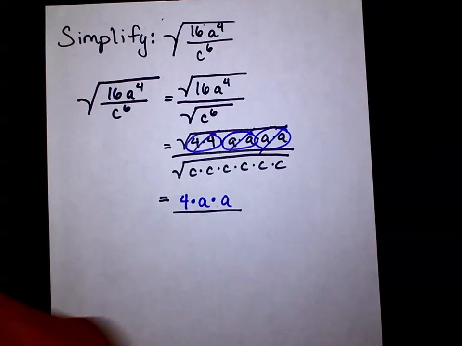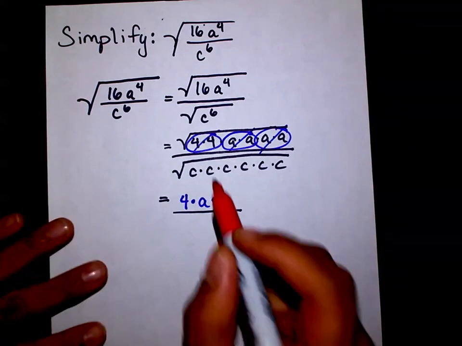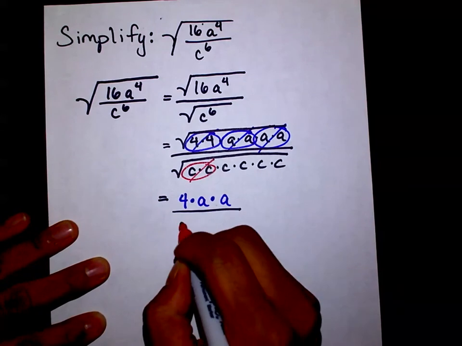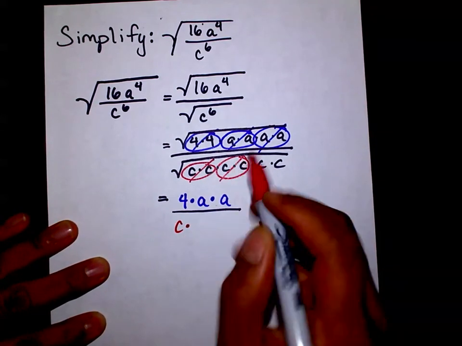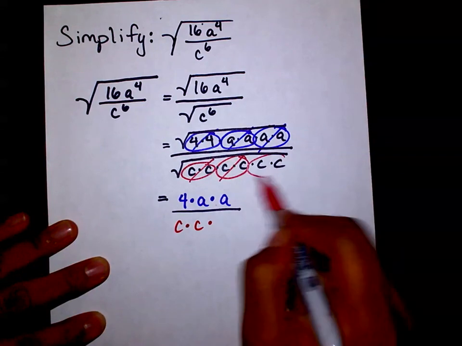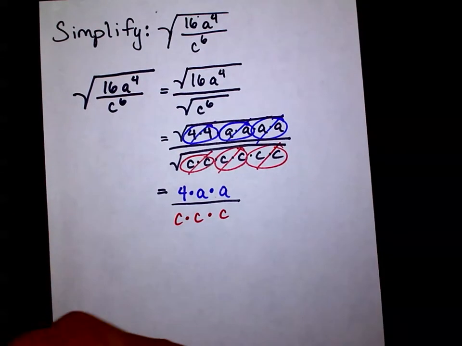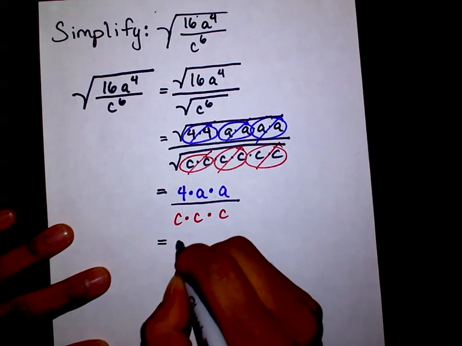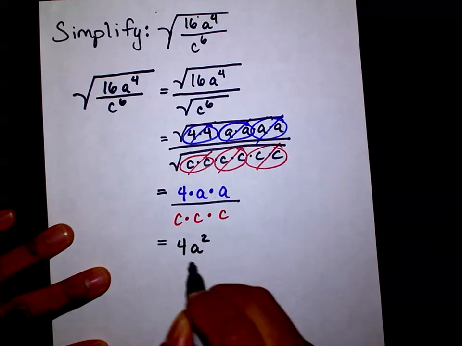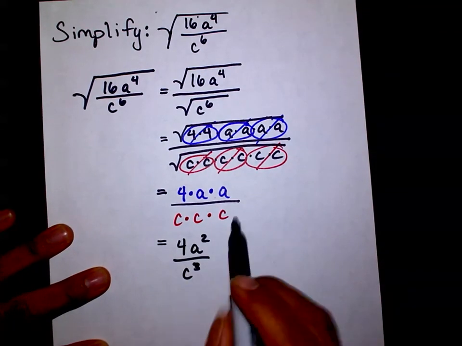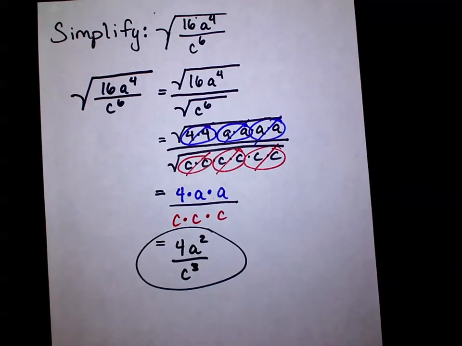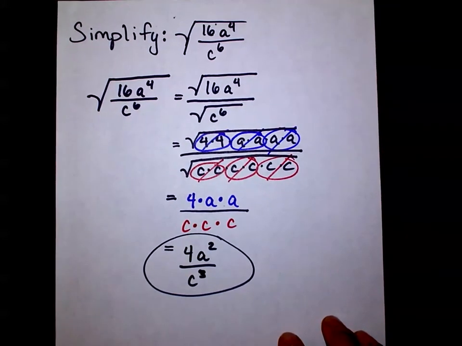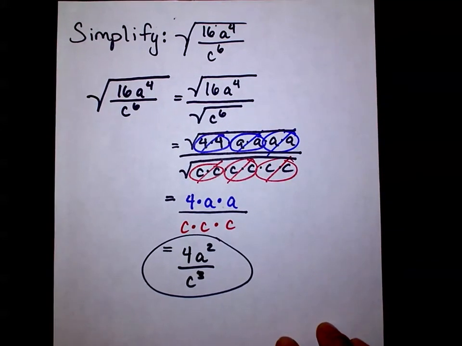Do your c's now. I have 2 c's, 1 c. 2 more c's, 1 more c. And another 2 c's, another c. Now I want to go ahead and simplify my final answer. That's going to give me 4a squared over c cubed. Final answer.